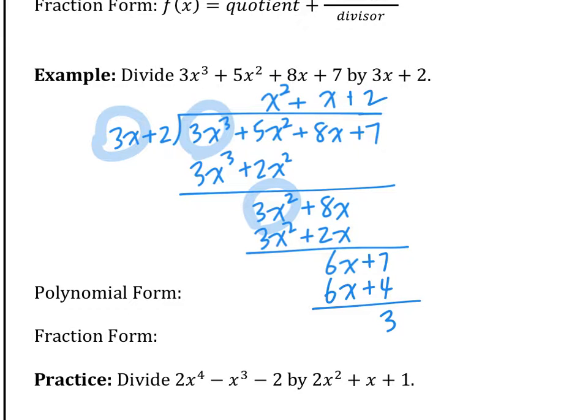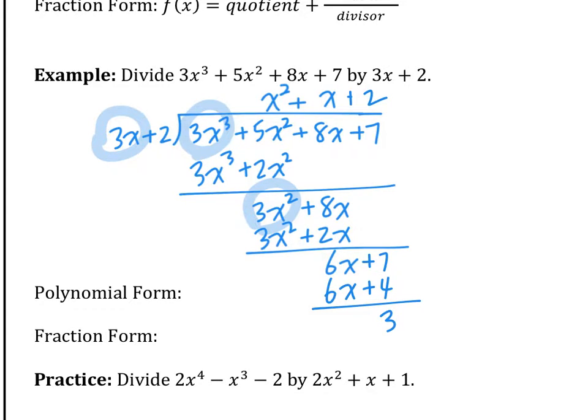All right, the last thing we're going to do is write the answer in 2 forms, polynomial form and fraction form. We're going to start with the fraction form. Fraction form is the same idea as the mixed number. So if you were to write this as a mixed number, you would start with what? The remainder, the quotient, or the divisor?